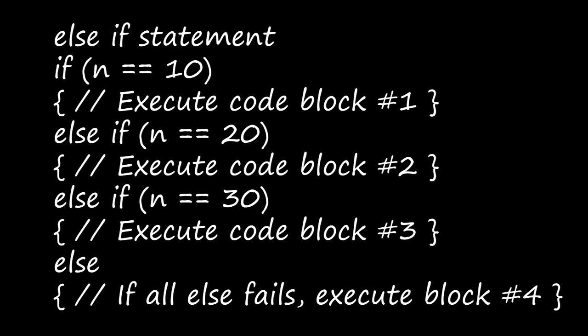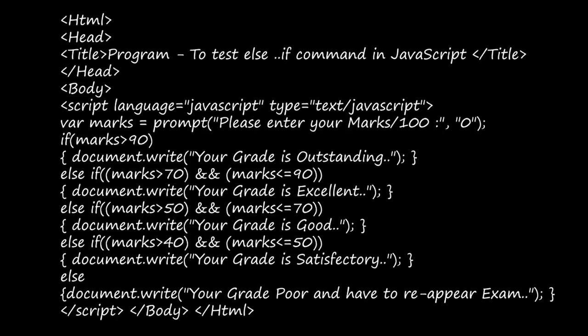If n is not 30, 20 or 10, then it goes to else, and one block is here. If all else fails, execute this block. That means if the value of n is 10, 20 or 30, those blocks will be executed. If the value of n is other than 10, 20 and 30, whatever is in this else part will be executed. Right? We'll see an example so you'll get a clear idea of this.